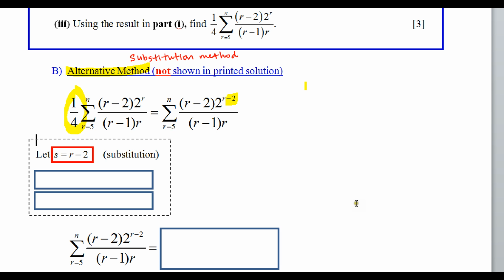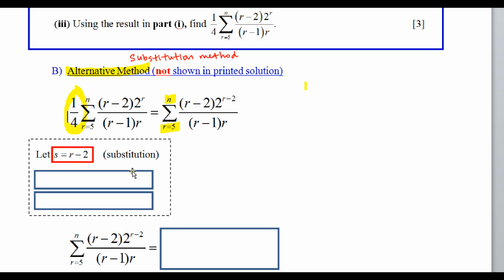Alright, I'm quite sure you're familiar with substitution. Now, which means all the r minus 2 will become s, r minus 2 will become s, r minus 1 will become s plus 1, r will become s plus 2. So the things inside that summation is easy. It is those that are here, the limits that you must take care of.